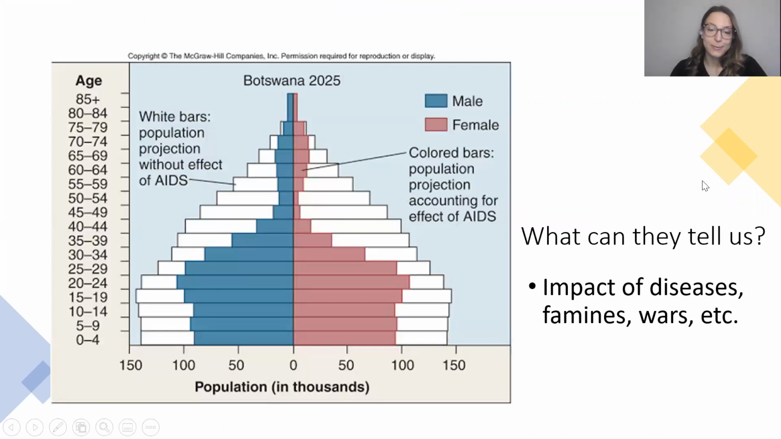Now, another really important, but a bit of a depressing thing that you can learn from population pyramids is specifically the impact that diseases or famines or wars take on a population. So looking at their impact there. This particular population pyramid is for Botswana in Africa. And it shows us what the population pyramid would have looked like. So that's here in the white, what it would have looked like without the effect of AIDS. In reality, what we actually see is this colored population pyramid here. So the blues for the males and the reds for the females.